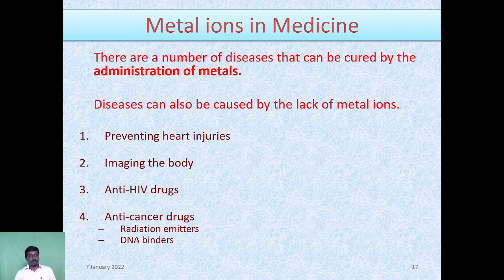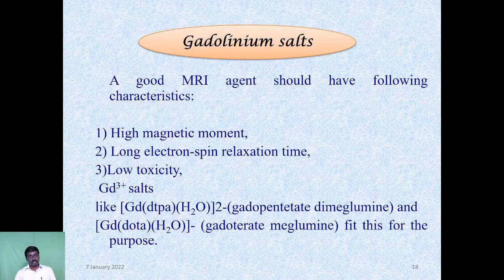These include preventing heart injuries, imaging the body, anti-HIV drugs, and anti-cancer drugs such as radiation emitters and DNA binders. For an MRI agent, magnetic resonance imaging, a good MRI agent should have the following characteristics. Good MRI agents used so far are gadolinium salts, which have a high magnetic moment, long electron spin relaxation time, and also low toxicity. Hence they are used for medical treatment.